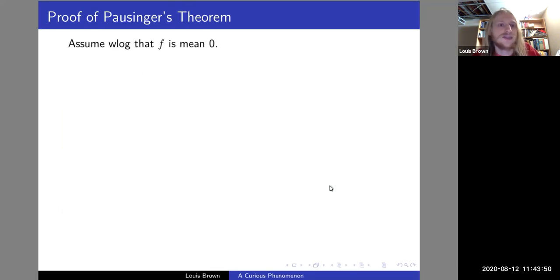Okay, so let's start the proof. We can assume without loss of generality that f is mean 0. So remember we said before that we can always just shift our function up or down to be mean 0, and it won't change the algorithm.